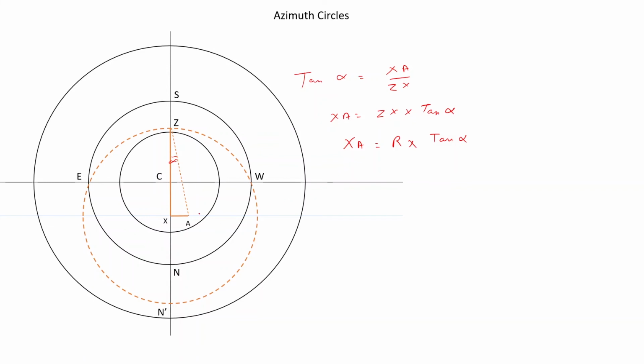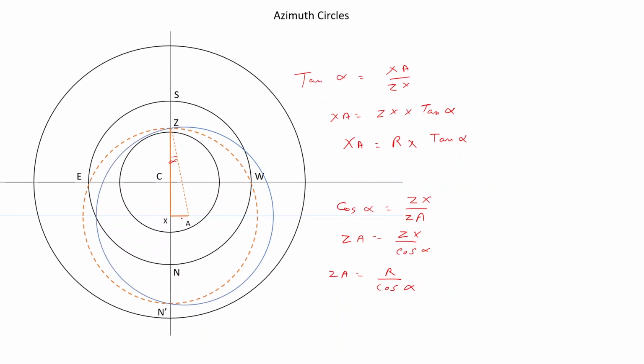Now let's see how to find the radius of azimuth circle. In right angle triangle ZXA, cos alpha is equal to ZX upon ZA. ZA, which is the radius of the azimuth circle at an angle alpha, is equal to ZX, radius R of the prime vertical, upon cos alpha. Draw a circle of radius ZA at a distance XA from the center X of prime vertical. The obtained circle is the azimuth circle at an angle alpha.